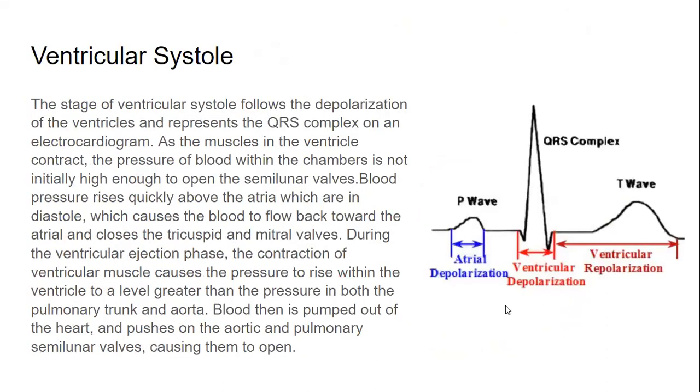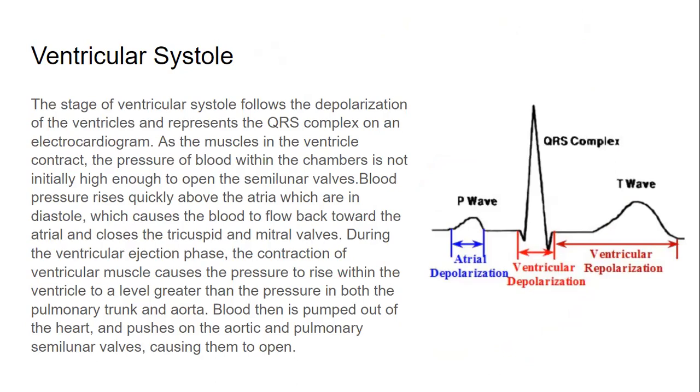So the stage of ventricular systole follows the depolarization of the ventricles and represents the QRS complex on an electrocardiogram. As the muscles in the ventricle contract, the pressure of blood within the chambers is not initially high enough to open those semilunar valves. However, blood pressure rises quickly above the atria, which are in diastole. This causes the blood to flow back toward the atria and closes the tricuspid and mitral valves.